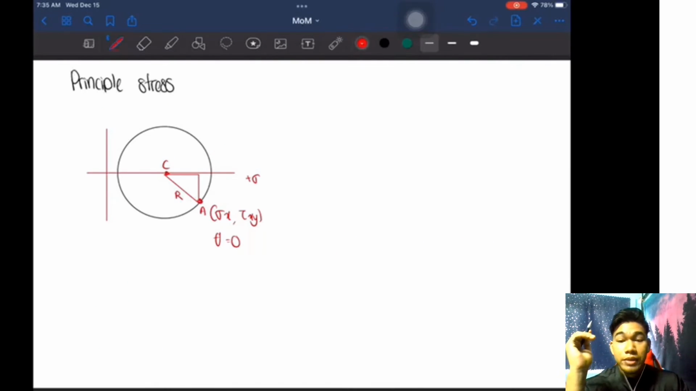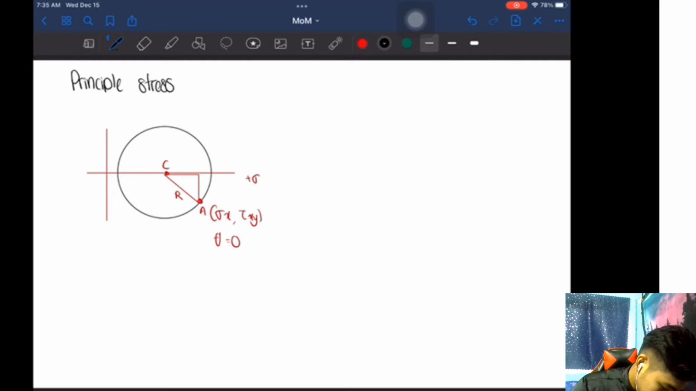Now that you have been able to draw the circle and calculate the radius, a lot of problems ask for the principal stress. The principal stresses are the maximum and minimum normal stress associated with the element in the Mohr circle. That is, just here is the maximum normal stress, sigma 1, and here is the minimum, I call that sigma 2.